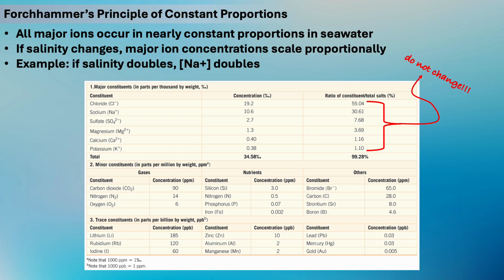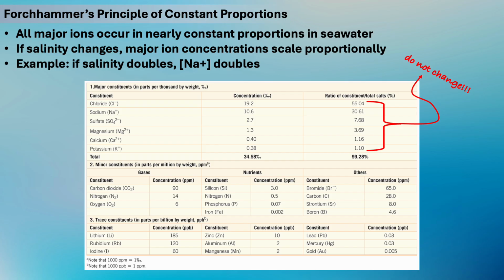Let's go back to those conservative substances we were just talking about. All of the major ions in seawater are conservative. This observation is known as Forchhammer's principle of constant proportions. This principle states that the major ions in seawater maintain nearly constant relative proportions worldwide. In other words, seawater can be concentrated or diluted, but the main ionic recipe stays the same.